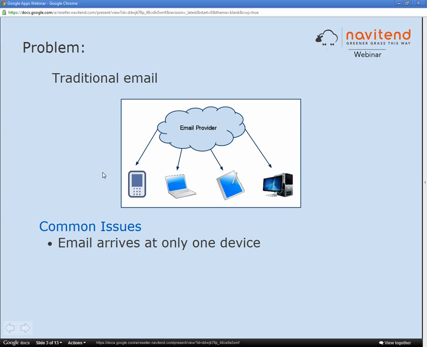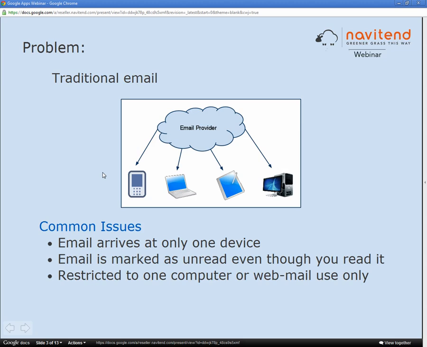Another common scenario is that the email is read on one device, but it shows up as unread on another device even though you read it, because again, it's one-way communication. The device read the email, but there was no way to tell the server that that email had been read, and then when you look at the email on your smartphone, you could see that it was read. There's no mechanism.